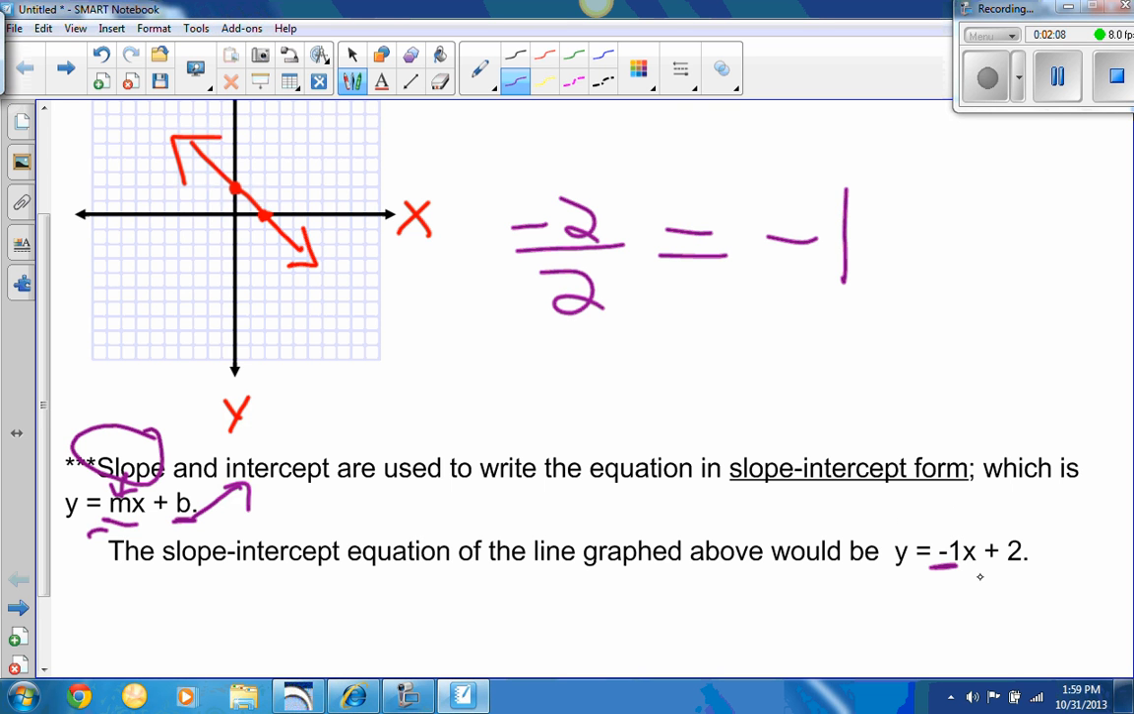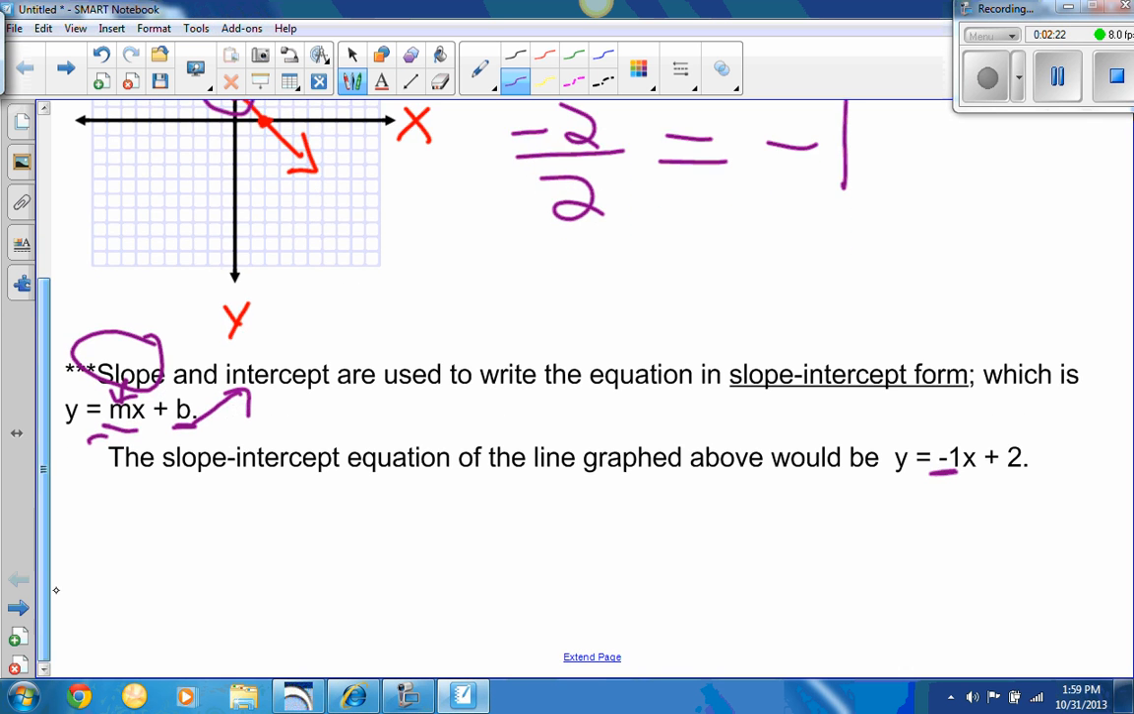Where did I get the plus 2? All that means is where does it cross the y-axis? It crosses at 2. So y equals negative 1x plus 2. Negative 1 is the slope. 2 is where it crosses, right here. It's exactly kind of what we went over yesterday.